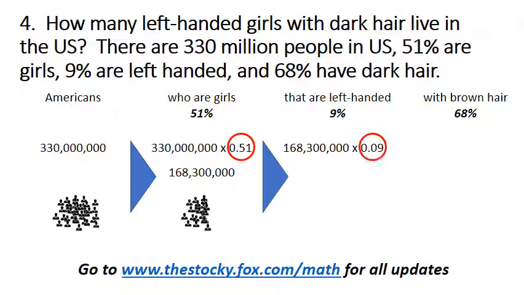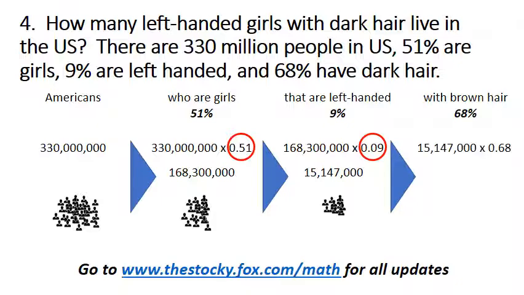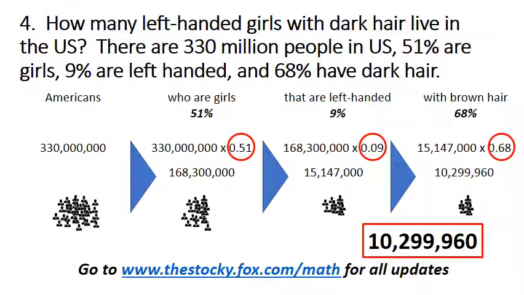We take that and multiply it by 0.09, which is 9%. Remember, 0.09 is 9%. Multiply that and we get 15,147,000. There are 15.147 million left-handed girls in the country. But we aren't quite done yet. We've got to do the hair. We take that 15 million number, multiply it by 0.68, and we get 10,299,960. And that's your answer.